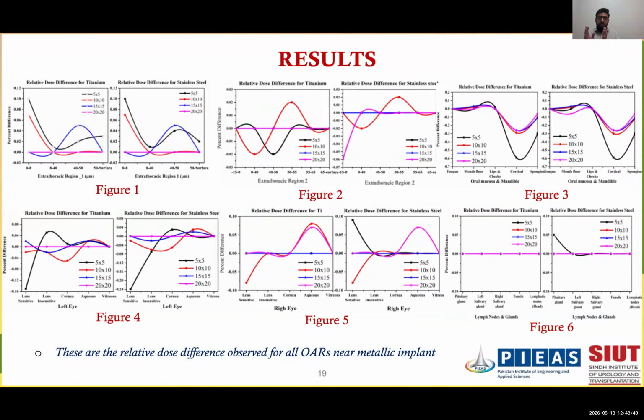As the field size is small, it means that the lateral penumbral effect won't contribute that much. But as the field size increases, for example, for 10 cross 10 field size, those decrementations have been compensated by the lateral penumbral effect. The lateral scattering contributed there, and that has been compensated. So no significant dose perturbation has been observed for 10 cross 10 field sizes in all significant organs.